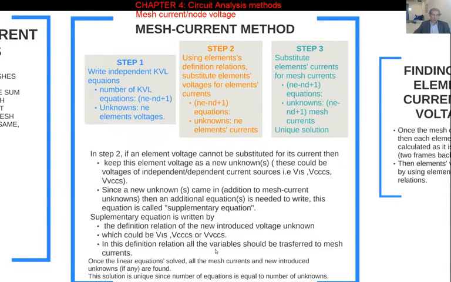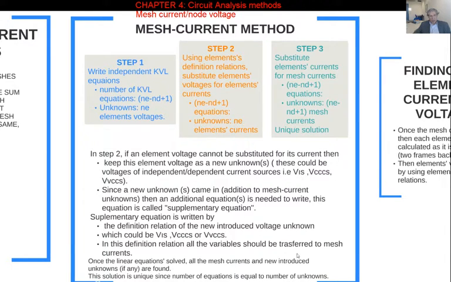You could understand it better there. But as a conclusion, we introduce some new unknowns, and for each unknown we are going to write supplementary equations. So our number of unknowns and number of equations are going to be the same, so there is a solution. Once the linear equation is solved, all the mesh currents and newly introduced unknowns are found. This solution is unique since the number of equations is equal to the number of unknowns.